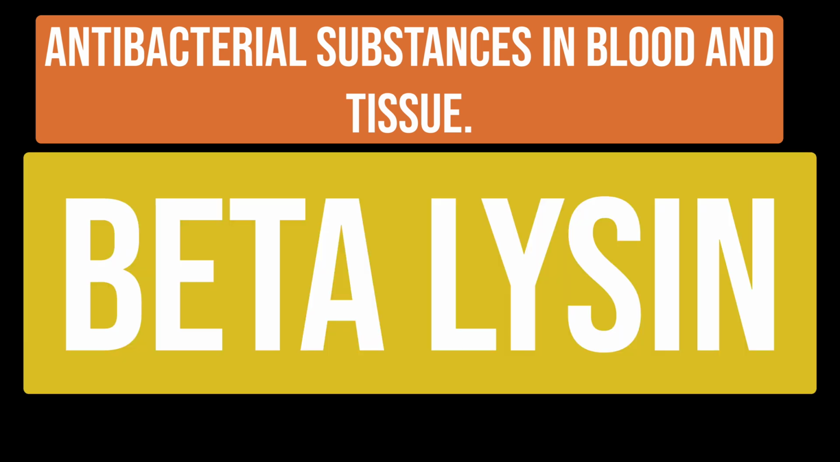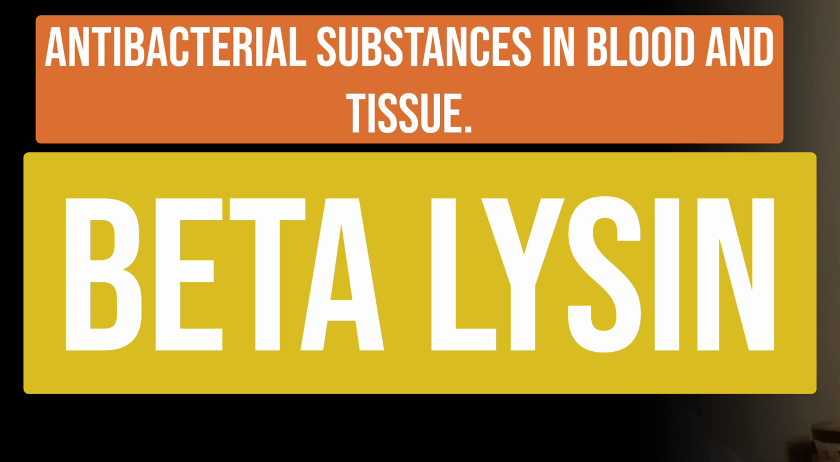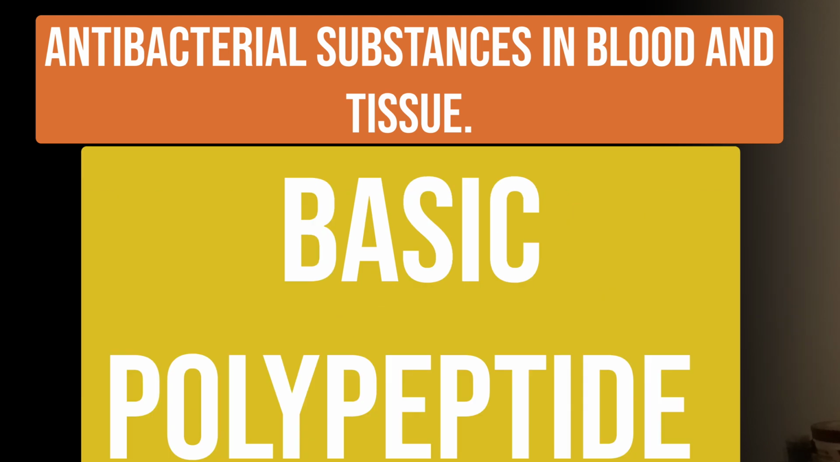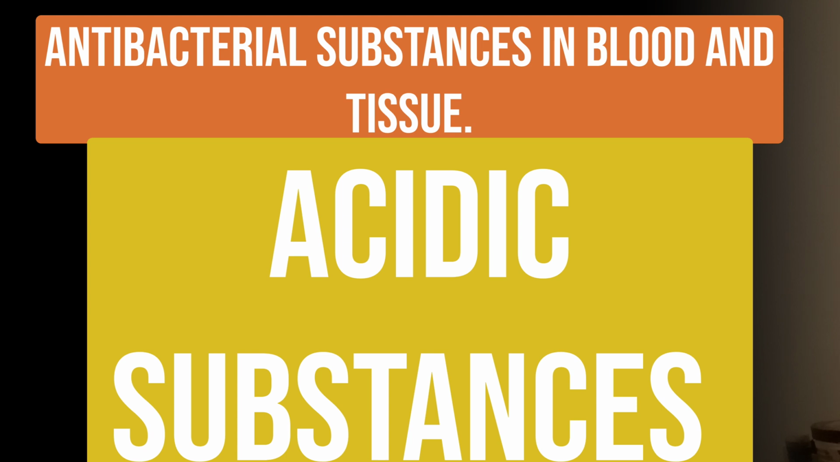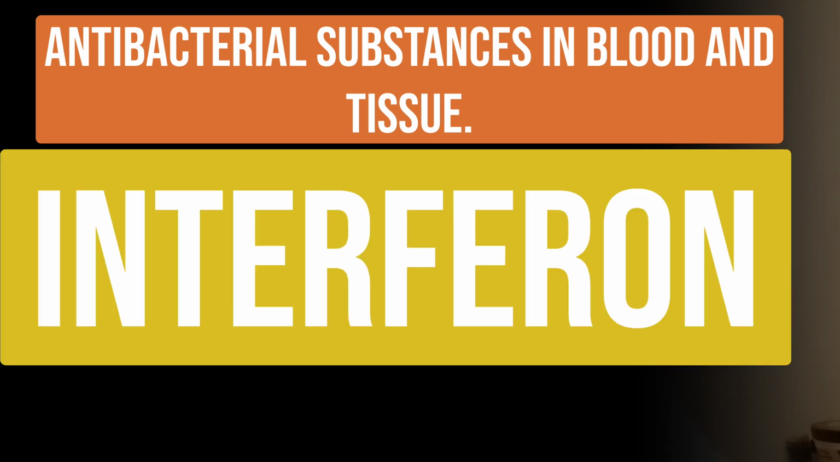So beta-lysine, what are these? These are relatively the most stable substances, active against anthrax and related bacilli. Beta-lysine is the most stable. It can tolerate high temperatures, and it is active against anthrax and related bacilli. We have basic polypeptide, for example, leucines and plakins. Acidic substances, we have lactic acid that is present in tissue and infected area. We also have interferon. Interferon protects against certain acute and viral infections.